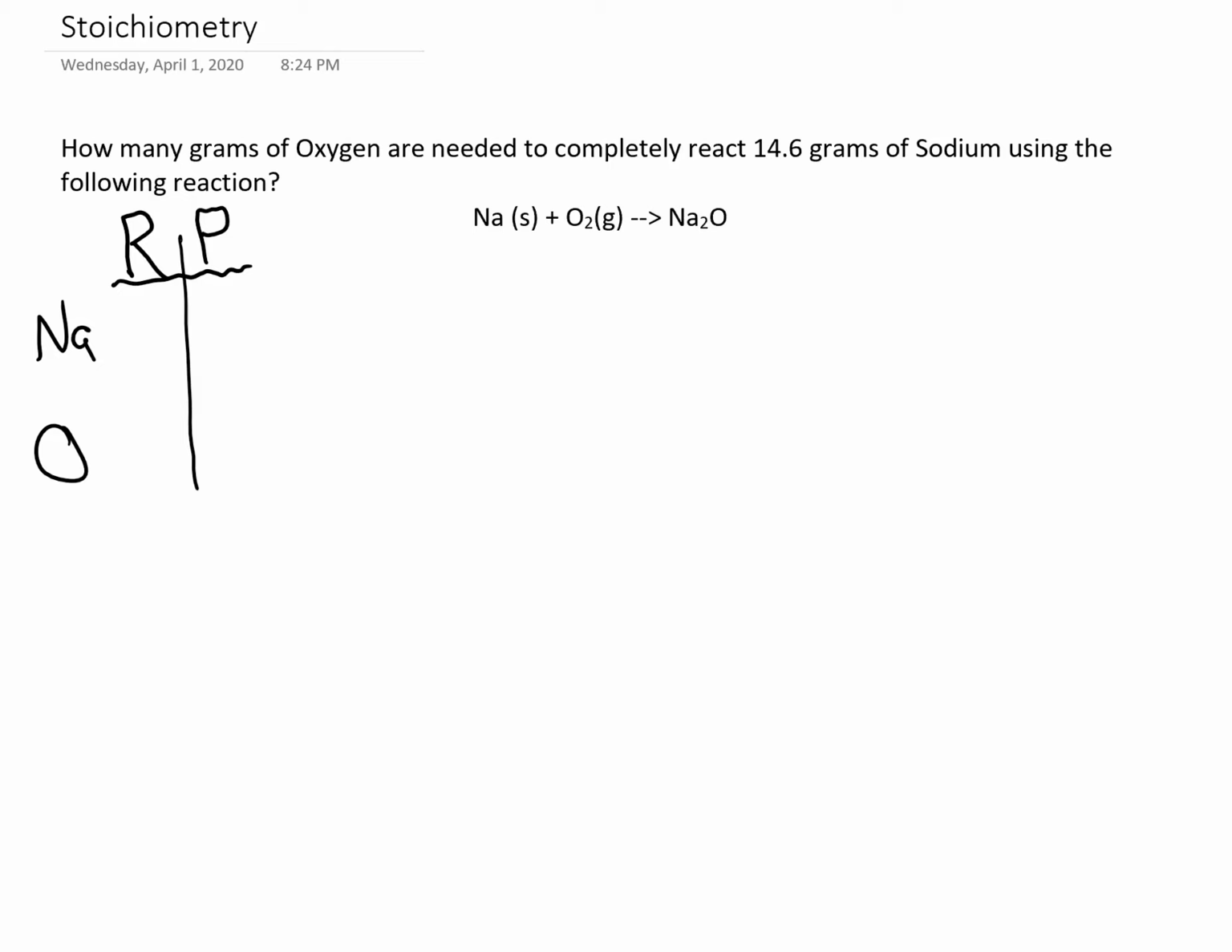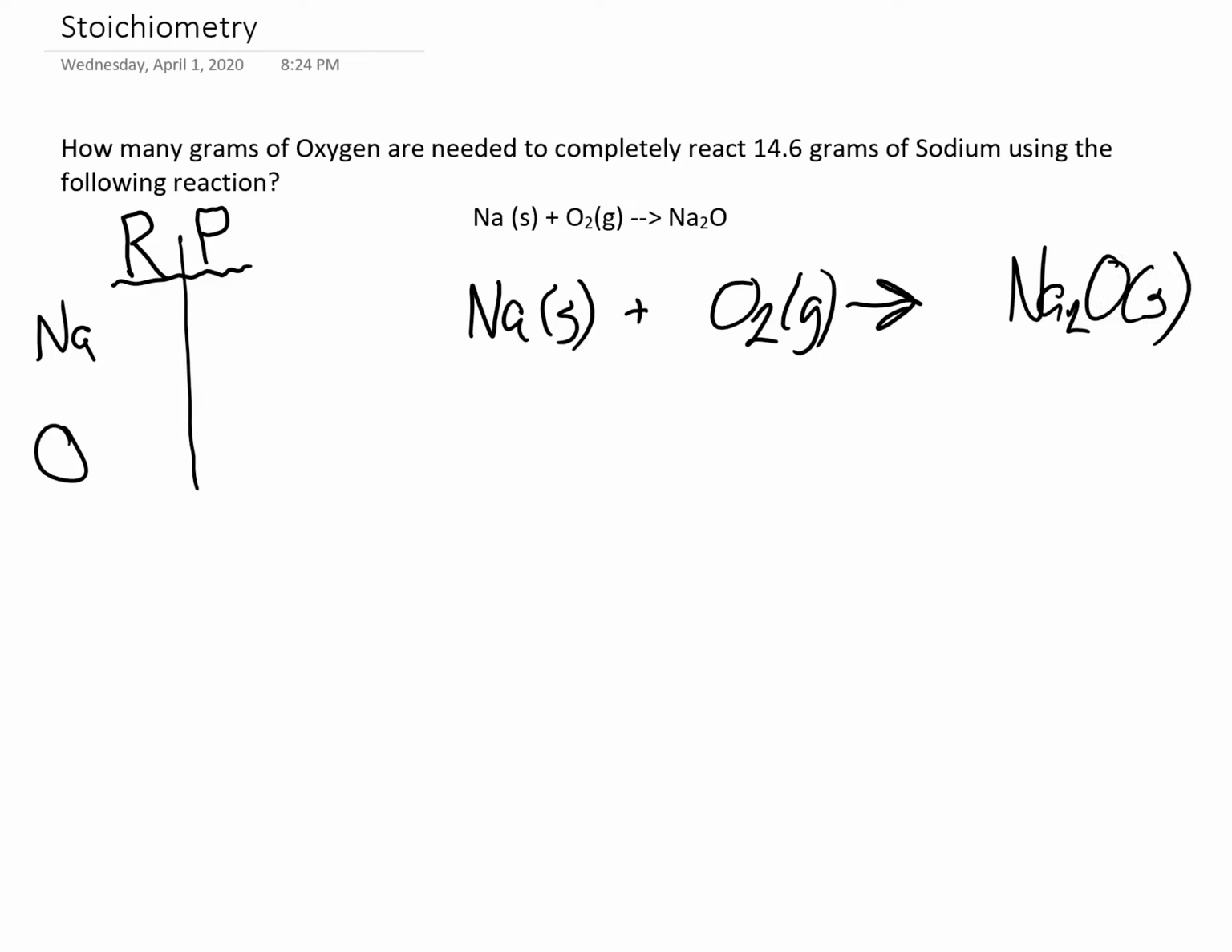And what we'll do is we'll start to write out our equation. Sodium solid plus oxygen goes to sodium oxide. There we go. Now we can start balancing. Well, you can see on the reactant side I have one sodium, but on the product side I have two sodiums. So I need to balance the sodiums by putting a 2 on the reactant side. So now we have our sodiums balanced.